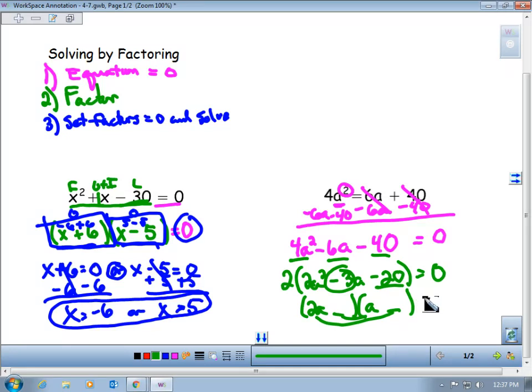So, like I said, let's just try some things. Let's do a plus 5 and a minus 4. That's a negative 20, right? Let me see. 2a times 4 is a negative 8a. And then 5 times a is a plus 5a. Oh, gosh. I got it on the first try. So negative 3a, which is what we want here.